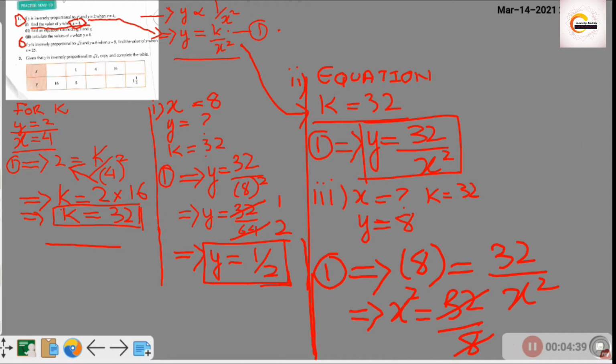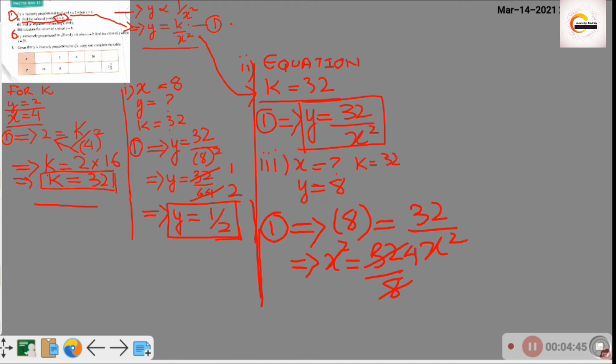8 ones are 8, 4 eights are 32. So x square is equal to 4, and we have to find out the value of x. So here x square is 4. How will we find out the value of x? Simple. We will take a root on both the sides, and the root of x square is x and the root of 4 is 2. So the value of x is 2.